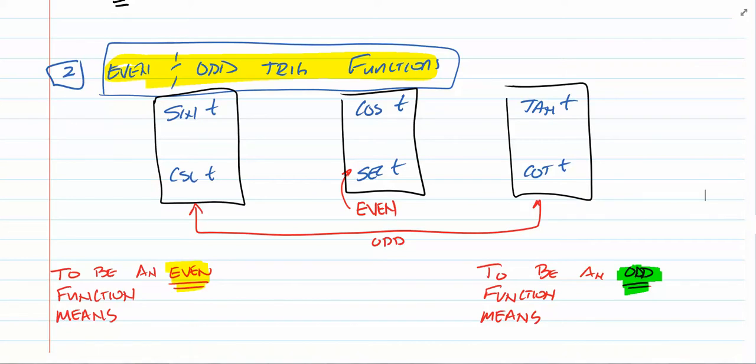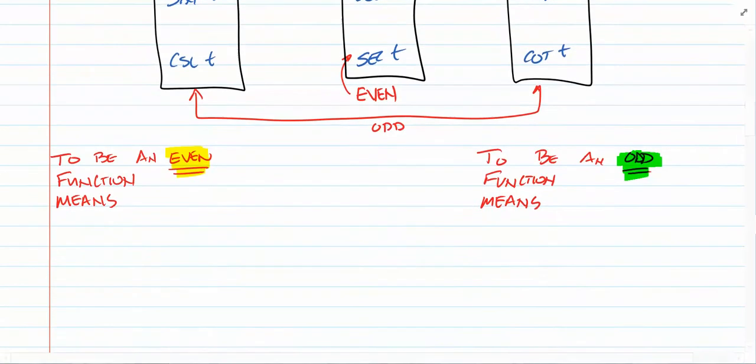Okay, so anyways, we have even functions and we have odd functions. Even functions are going to be cosine and secant, the ones in the middle. The odd functions are sine and cosecant, and tangent and cotangent, the ones on the end. Okay, so you're probably asking, what does it even mean for a function to be even or odd?